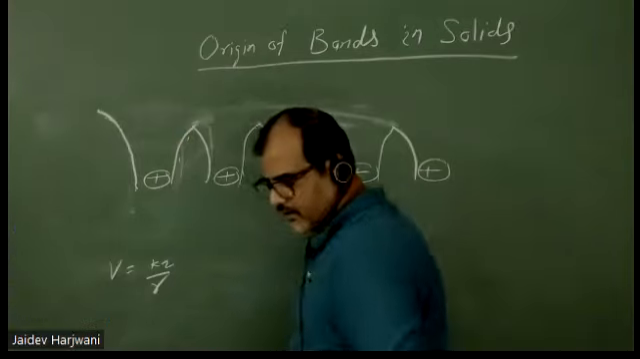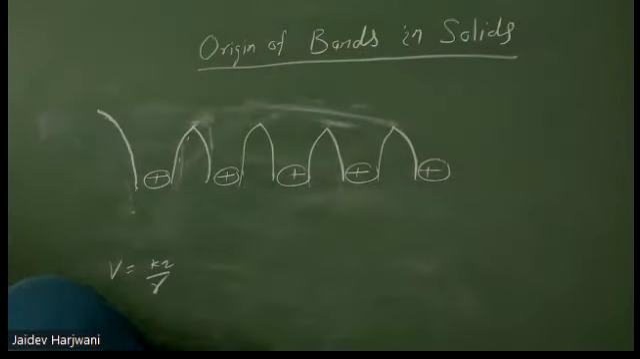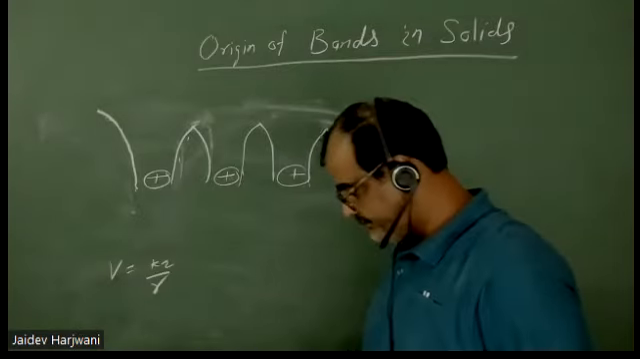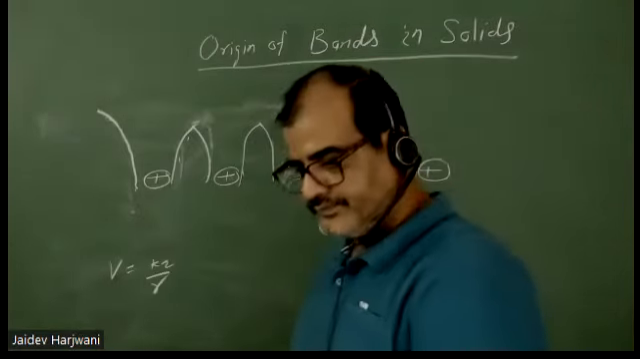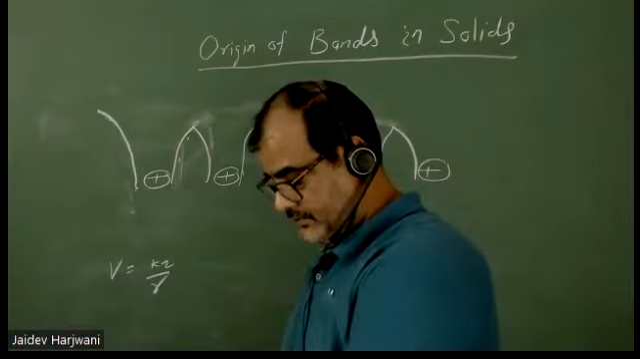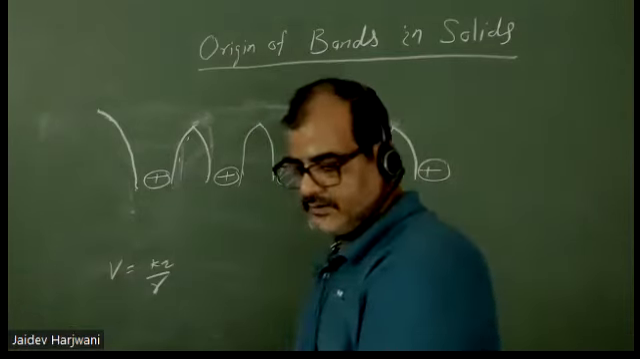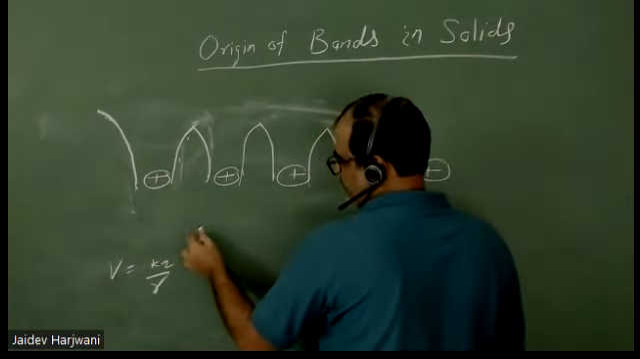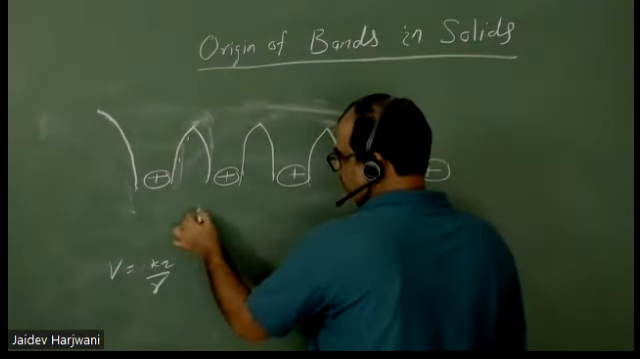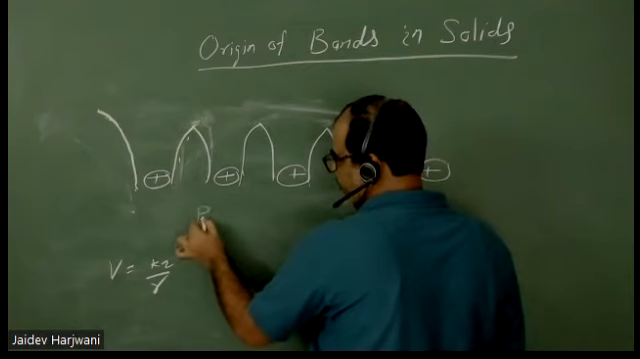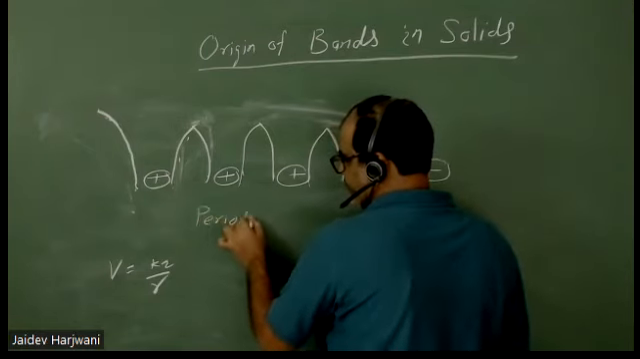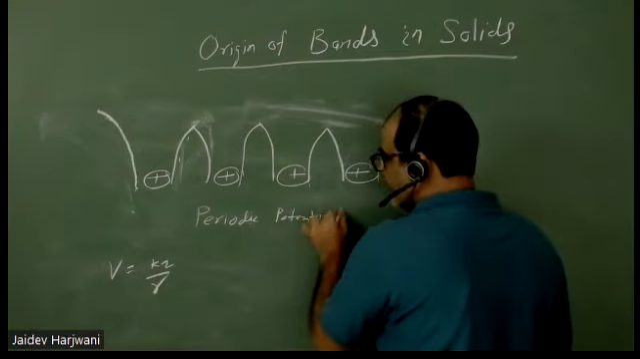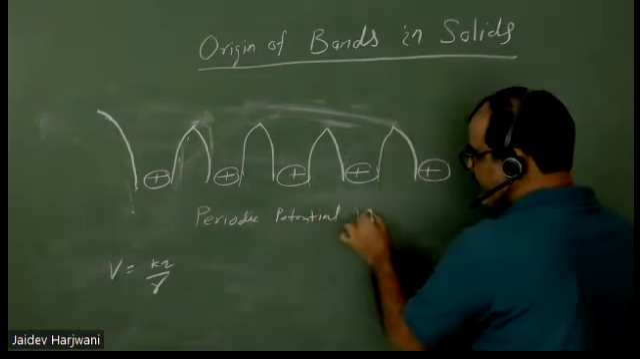Now if you want to solve the Schrodinger equation, we have to solve it for this. Sir, the plus signs you have written, are those electrons? These are ions. So this is the potential, a periodic potential in a crystal.